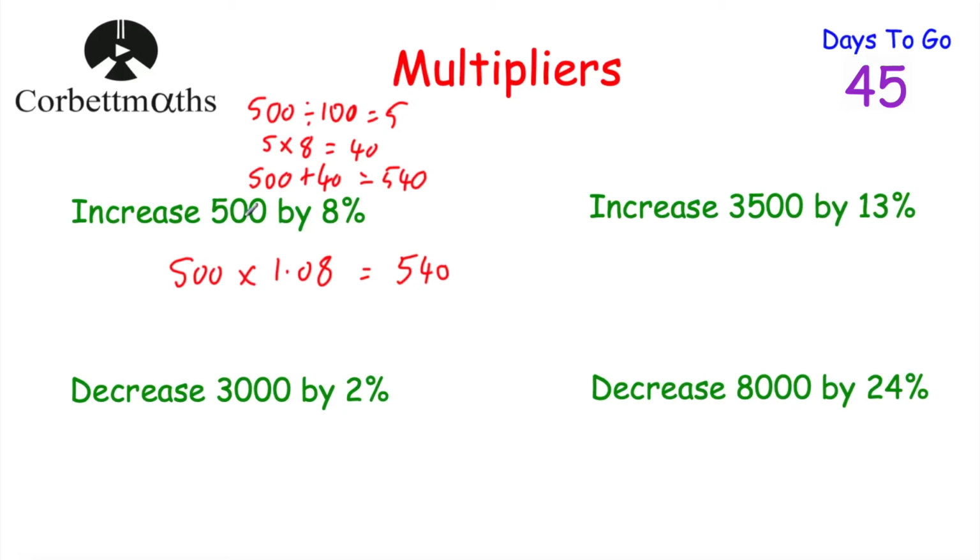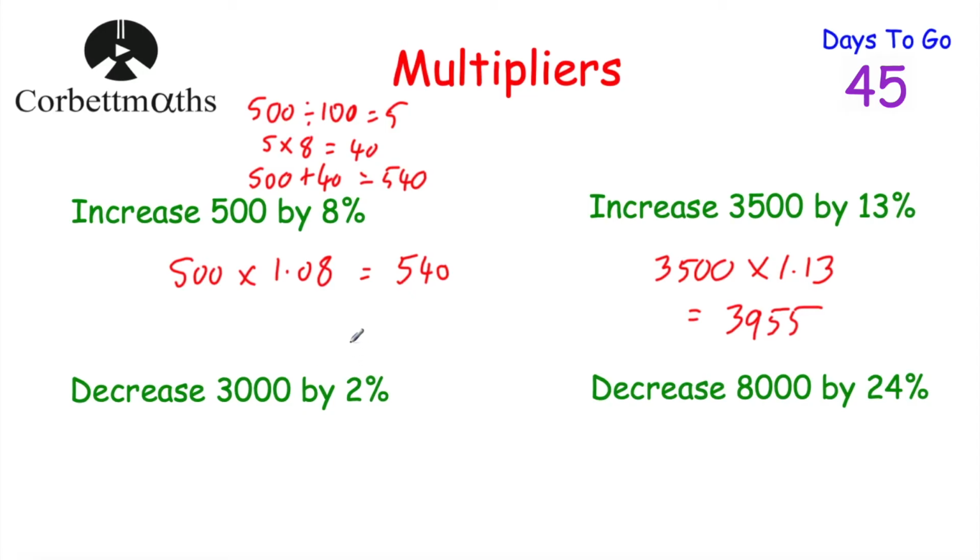So for instance, we just said, well, we have 100% to begin with, we're increasing by 8%, so we'd have 108%. So we change that to a decimal, so that's 1.08, and we multiply by 1.08. If we wanted to increase 3,500 by 13%, we take our 3,500 and multiply by 1.13, because if you increase 100% by 13%, you'd have 113%, and that's 1.13. Then 3,500 multiplied by 1.13 is equal to 3,955. It's just a bit quicker and easier than working it out step by step.